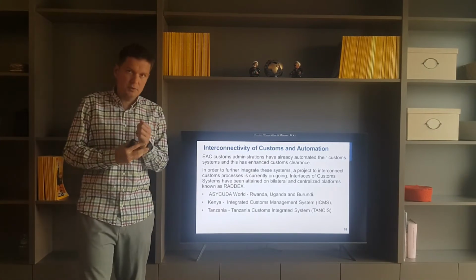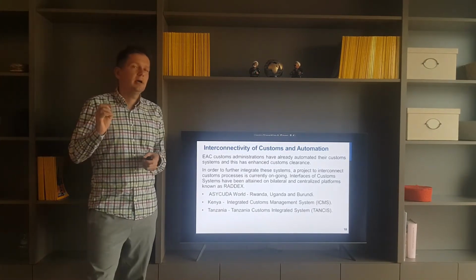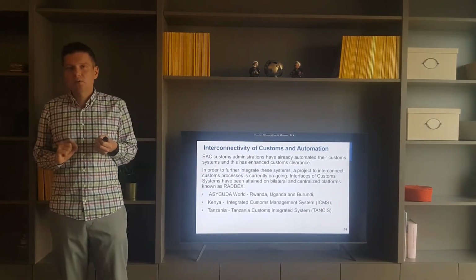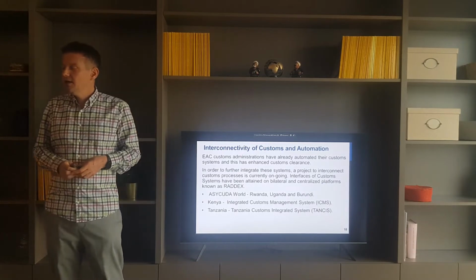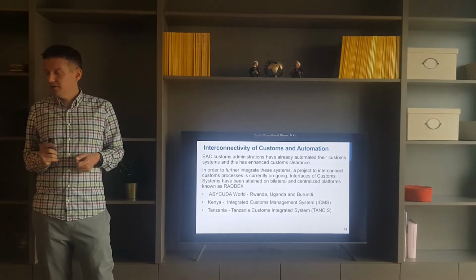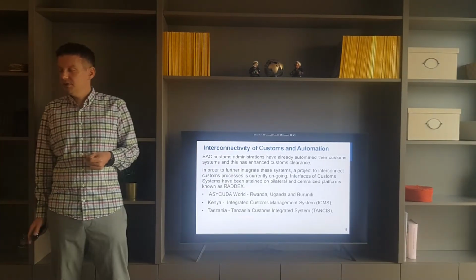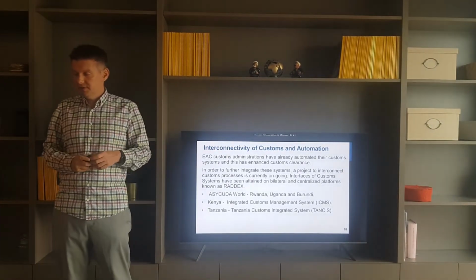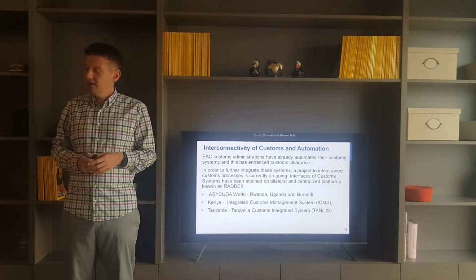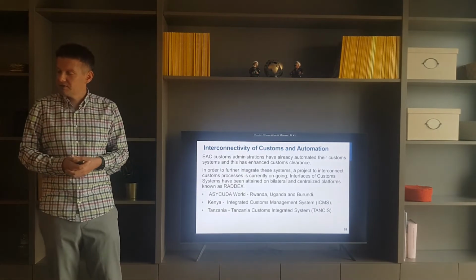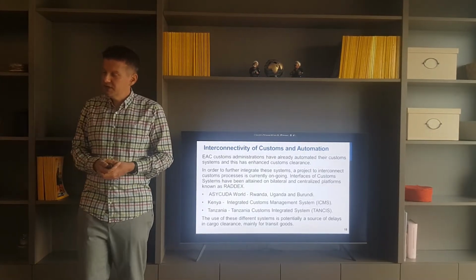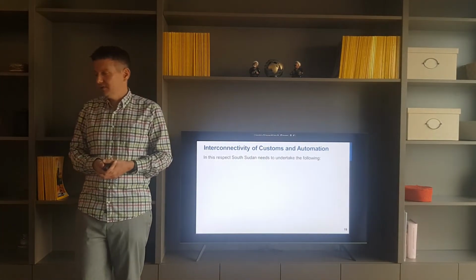In terms of actual customs software, the reason we need RADEX is that many countries use different software. So Asycuda World is being used in Rwanda, Uganda, and Burundi, whereas in Kenya we have a different system, the integrated customs management system. In Tanzania, we have the Tanzanian customs integrated system, also a separate one. The use of different systems is potentially a source of delays in cargo clearance, mainly for transit goods. Okay.